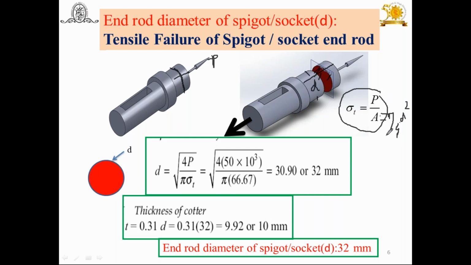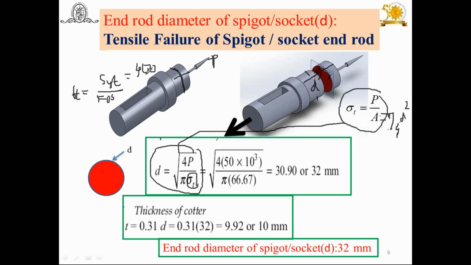So by substituting it and rearranging the terms, you will get d is equal to under root 4P by pi sigma t. Sigma t is the permissible tensile stress, which we have calculated as SYT upon FOS. What is SYT for plain carbon steel? 400. I explained this on the earlier slide, and FOS is 6.